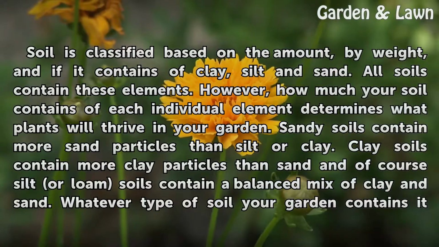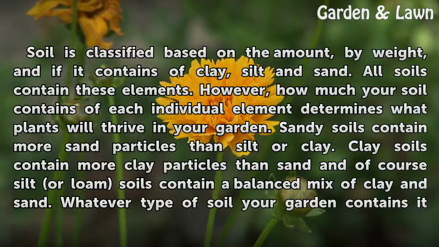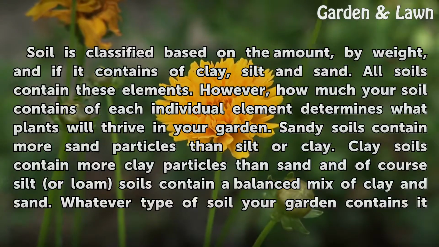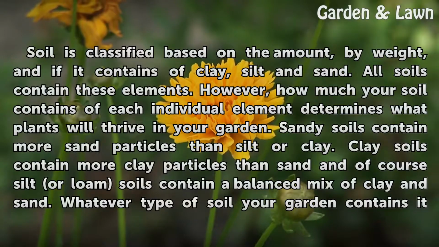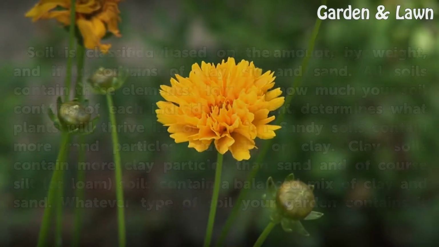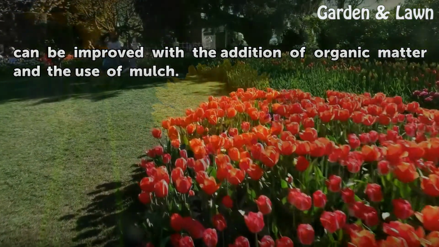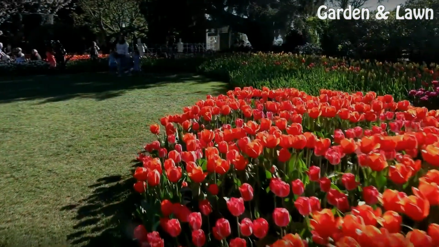Sandy soils contain more sand particles than silt or clay. Clay soils contain more clay particles than sand, and of course silt or loam soils contain a balanced mix of clay and sand. Whatever type of soil your garden contains, it can be improved with the addition of organic matter and the use of mulch.